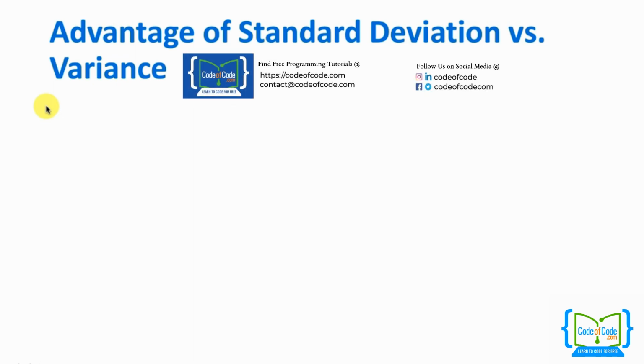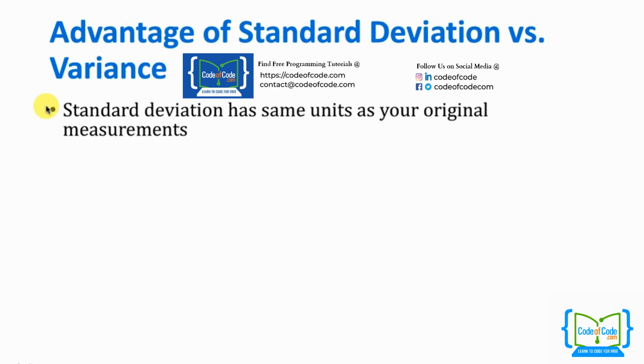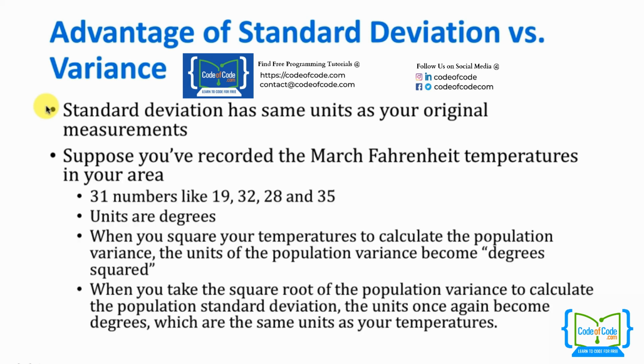Now, in terms of the advantage of standard deviation versus variance, when you are working with the variance, you wind up with units that are different from your original data. Standard deviation has the same units as your original measurements. So for example, let's just suppose you're using Fahrenheit temperatures in the month of March. Around here anyway, where it gets cold in the month of March, we might have 31 days worth of average temperatures, and they may be numbers like these, maybe a little higher, maybe a little lower. This particular March we had some pretty cold days around my neighborhood.